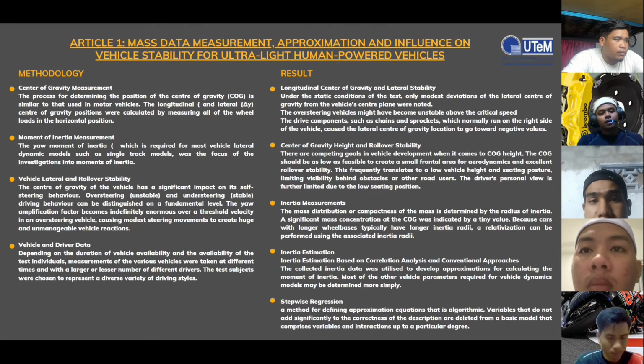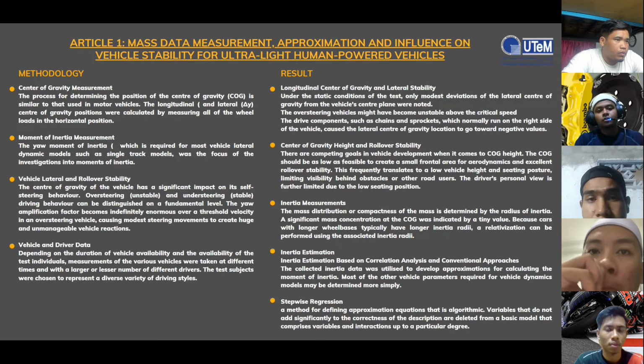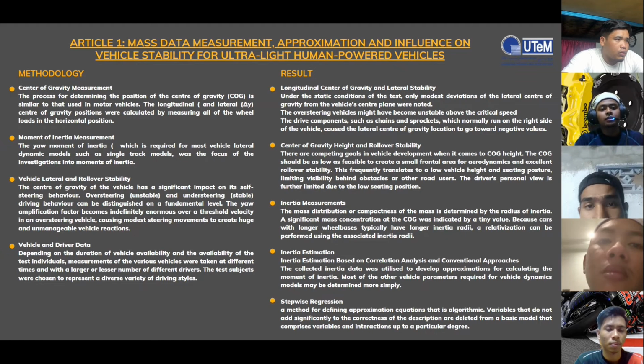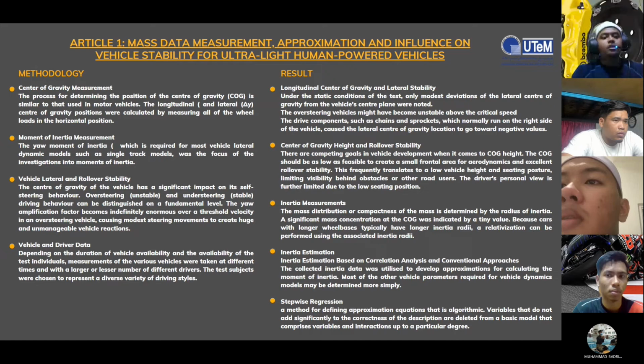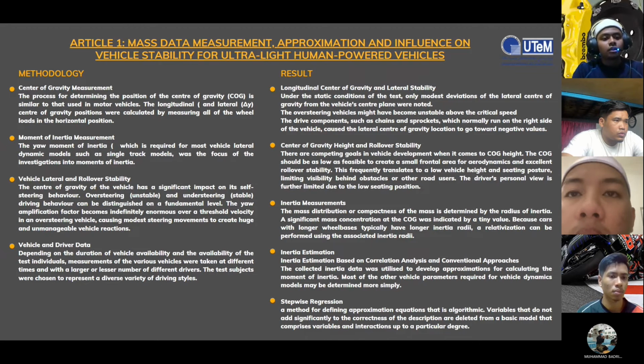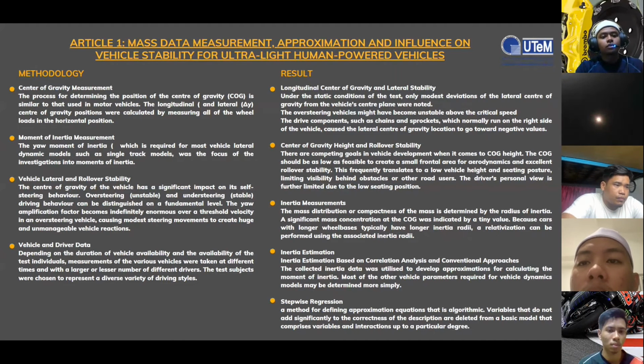Okay, for Article 1, which is Mass Data Measurement, Approximation and Influence on Vehicle Stability for Ultra-Light Human-Powered Vehicle. For the methodology, we have four. The first one is center of gravity measurement. The longitudinal and lateral center of gravity positions were calculated by measuring all of the wheel loads in the horizontal position. Then, moment of inertia measurement. The yaw moment of inertia, which is required for most vehicle lateral dynamic models, such as the single track model, was the focus of the investigation into moment of inertia.